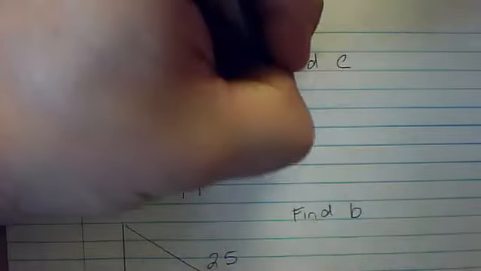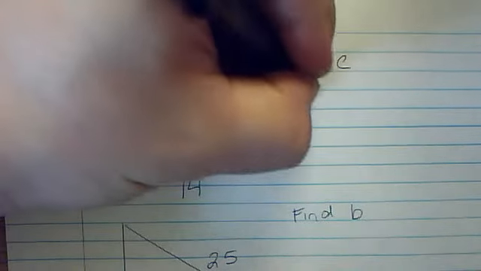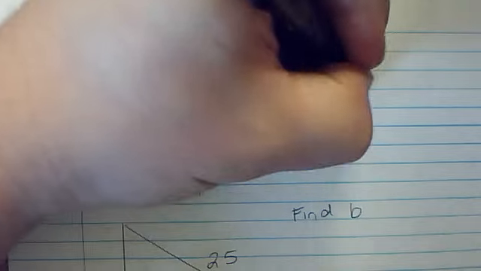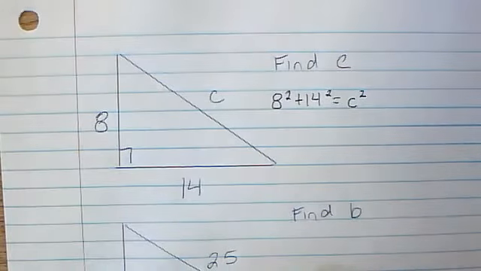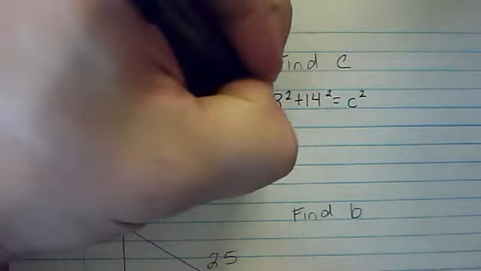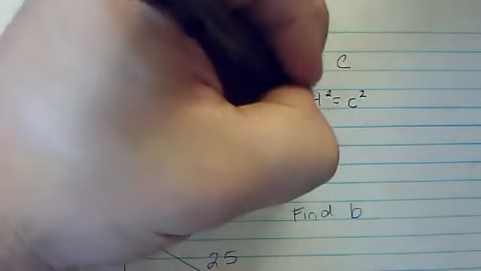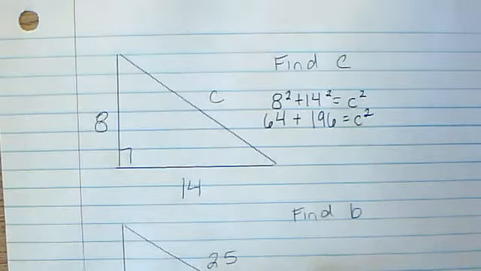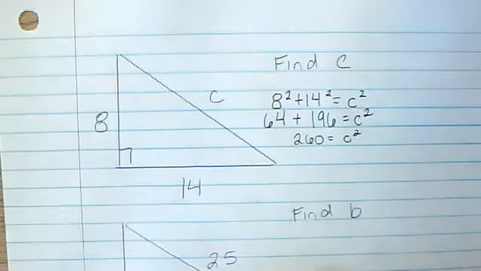So we're going to say that 8 squared plus 14 squared is equal to C squared. 8 and 14 act as the legs, C is the hypotenuse, and will remain as C squared. If I square 8, I get 64. If I square 14, I get 196. If I find the sum of those, that will be 260 equals C squared.